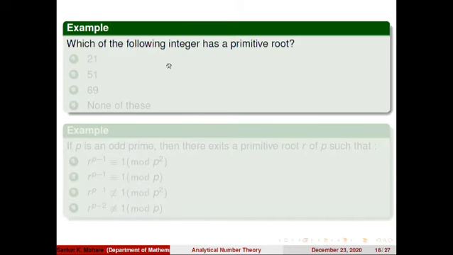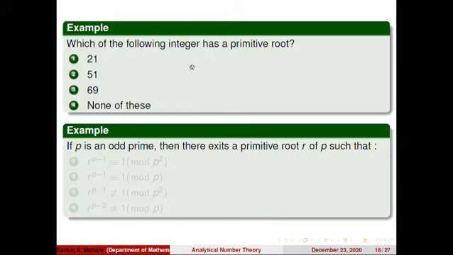Which of the following integers has a primitive root? Options: first 21, second 51, third 69, and fourth none of these. So whenever there is such a question and the options are some integers, then try to factorize the integer.